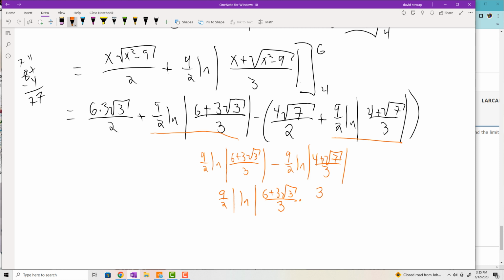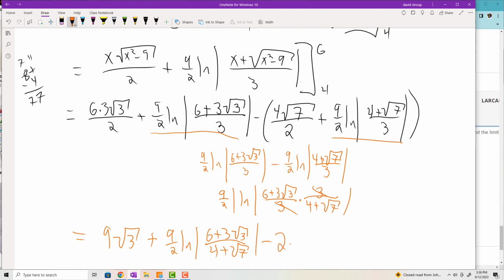Dividing is the same as multiplying by the reciprocal, so you have 3 all over 4 plus root 7. And then the 3's will divide out, and you'll be left with the following. So I'd have 9 root 3 plus 9/2 ln absolute value of 6 plus 3 root 3 all over 4 plus root 7, and then minus the 2 root 7, which is what we got previously.